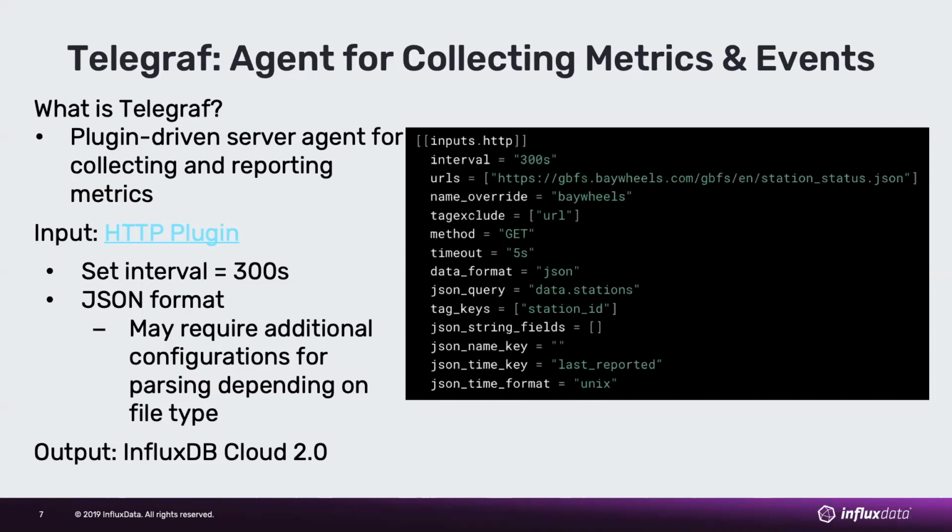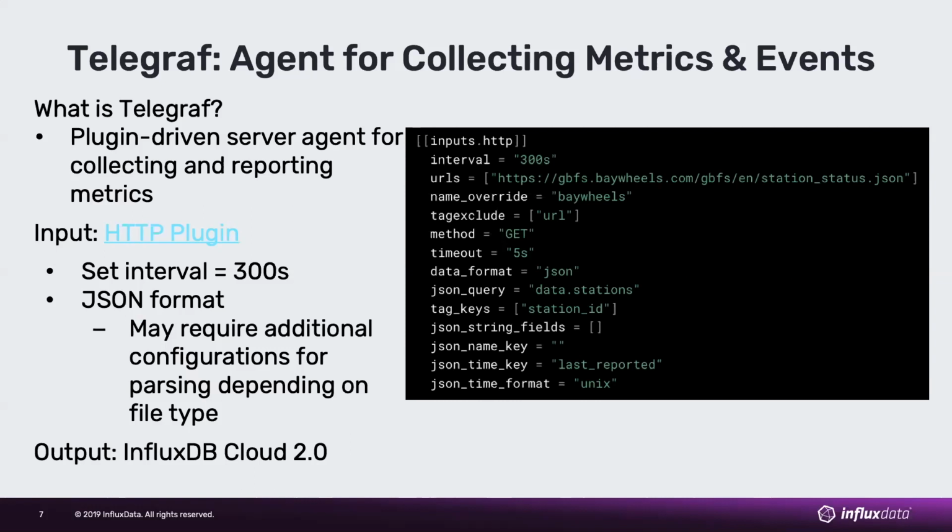So first, in ingesting the data that we retrieved from Bay Wheels, we're going to use Telegraf, which is the agent for collecting metrics and events. And this is all a plug-in driven server agent. And we have over 200 Telegraf input plugins. And a lot of these are actually built by users like yourselves from the open source community. In this use case, we're going to be using the HTTP plugin.